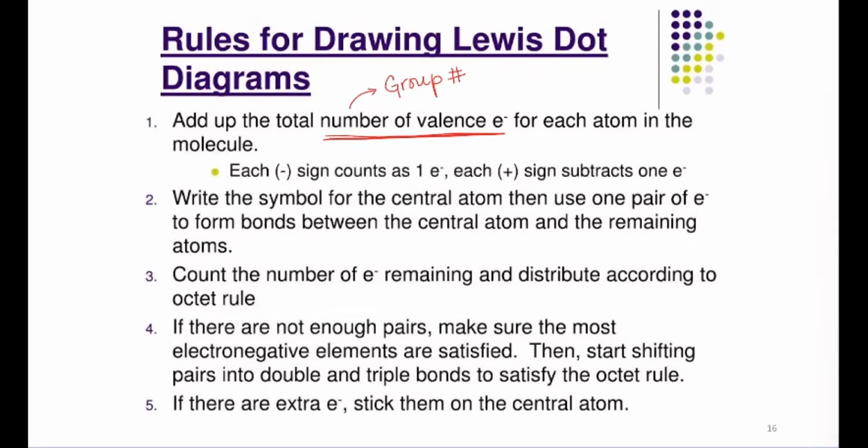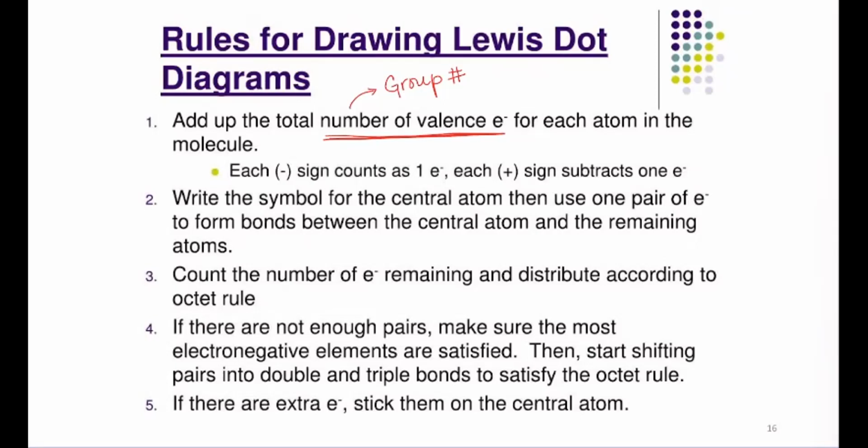Now, if you have a polyatomic ion, and we only have one, that has a positive charge, ammonium. Ammonium is NH4+. Because ammonium has that positive charge, we're going to subtract an electron from the valence count, okay? But again, we're going to practice in a few moments so you guys see that. So that's rule number 1.